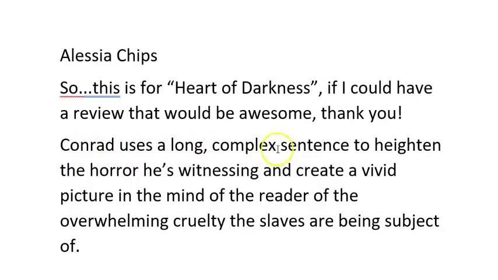Conrad uses a long, complex sentence to heighten the horror he's witnessed and create a vivid picture in the mind of the reader of the overwhelming cruelty the slaves are being subject of.